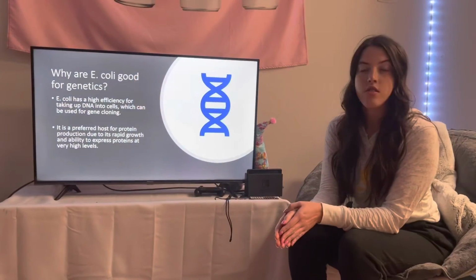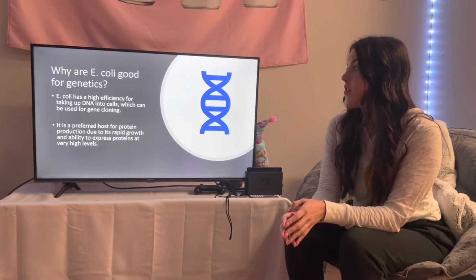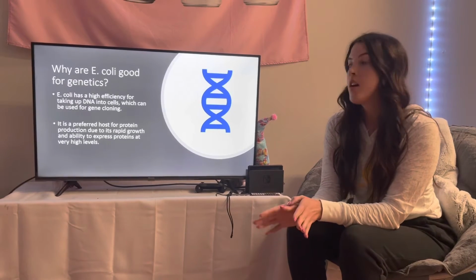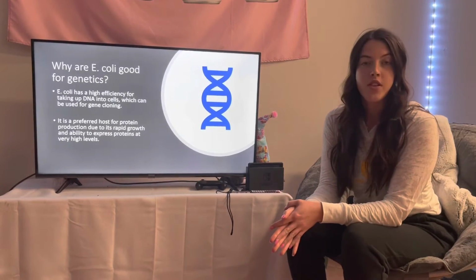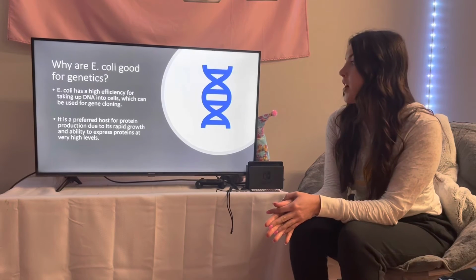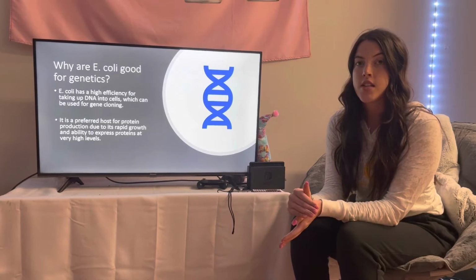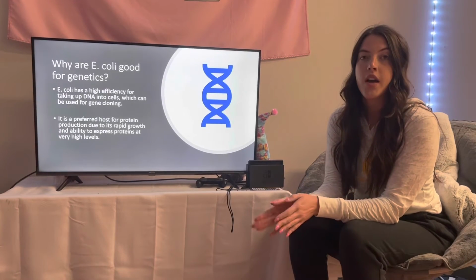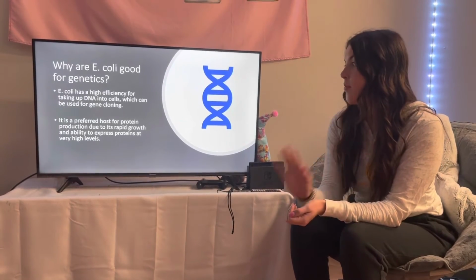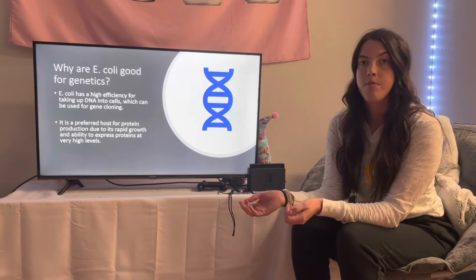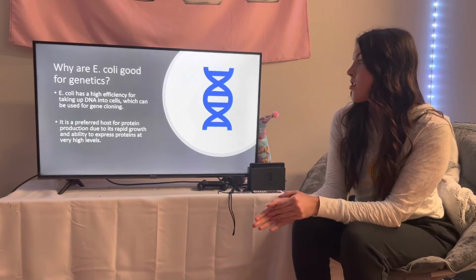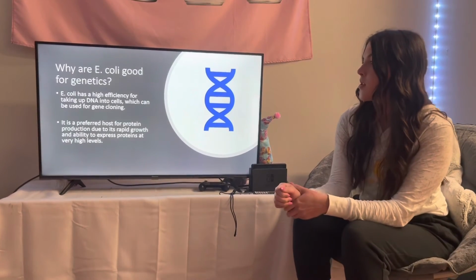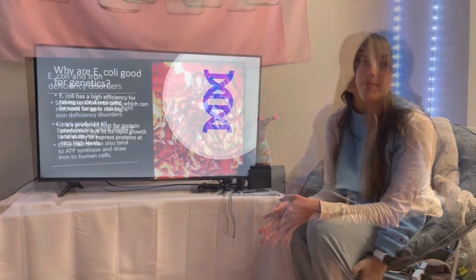So E. coli is also good for genetics. It has a high efficiency for taking up DNA into cells and can be used for gene cloning. My group thinks this could be very beneficial to the future of medicine by replicating an unmutated DNA genome into different people, and it could also help if someone has a disease and they have mutated DNA, it could help fix that and heal them potentially. It's also a preferred host for protein production due to its rapid growth and ability to express proteins at very high levels.